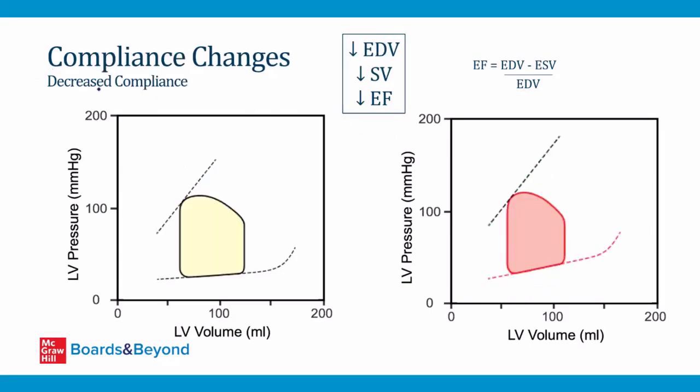Now let's talk about how the pressure-volume loop changes when there's a decrease in compliance. In terms of compliance, the only important change to know about for the pressure-volume loop is what happens with a decrease in compliance, because that's what occurs in diastolic heart failure. If you have a stiff, thick ventricle, that ventricle has a low compliance. So compliance dictates the slope of this line here, the end diastolic pressure-volume relationship. It makes this line more steep when there's a decrease in compliance.